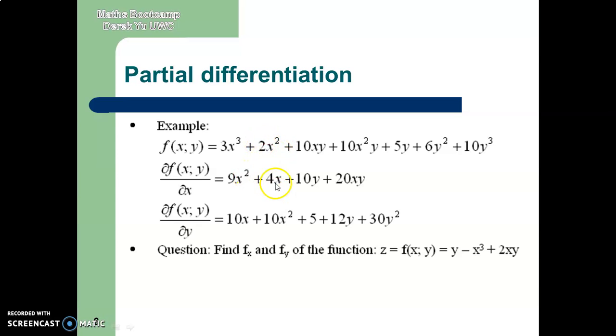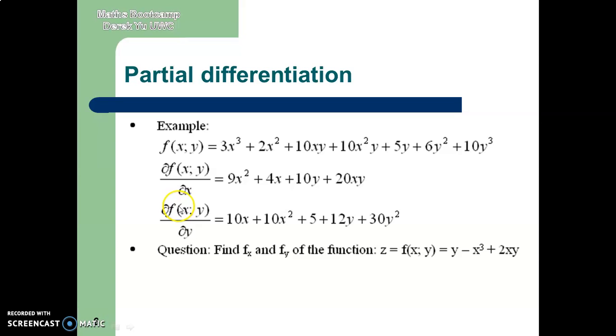And then this term would become 4x. This term, the x would become 1 after differentiation. So you have 10y here. Here you have 2x times 10, and then y, then you have 20xy. And then the last three terms don't feature x, so they all fall away.